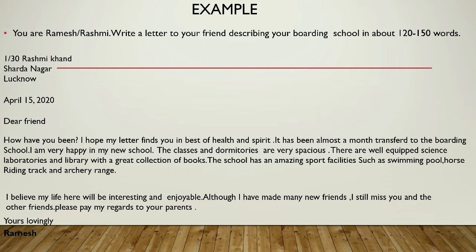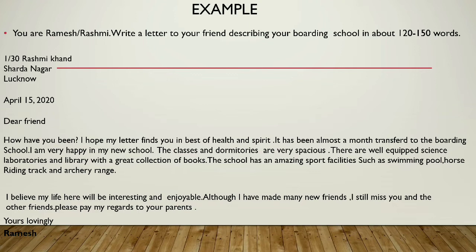How have you been? I hope my letter finds you in best of health and spirit. It has been almost a month since I transferred to the boarding school. I am very happy in my school. The classes and dormitories are very spacious. There are well-equipped science laboratories and a library with a great collection of books. The school has amazing sports facilities such as swimming pool, horse riding, track and archery range. I believe my life here will be interesting and enjoyable.